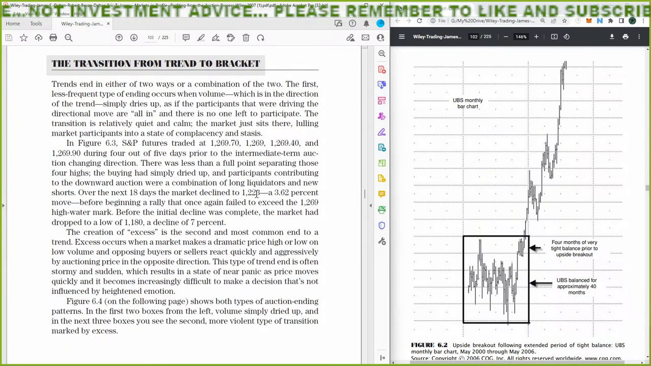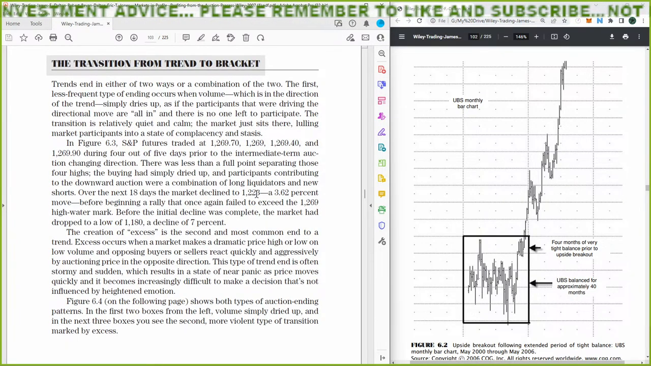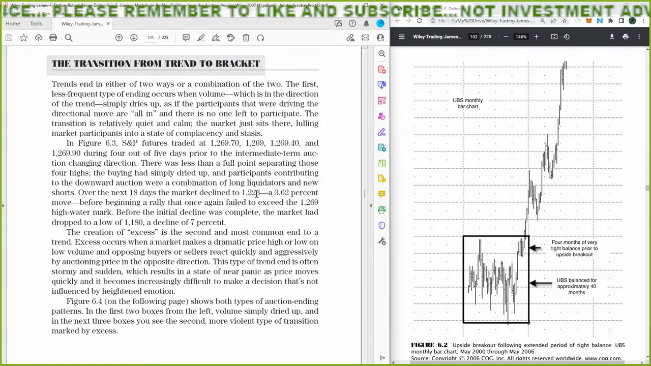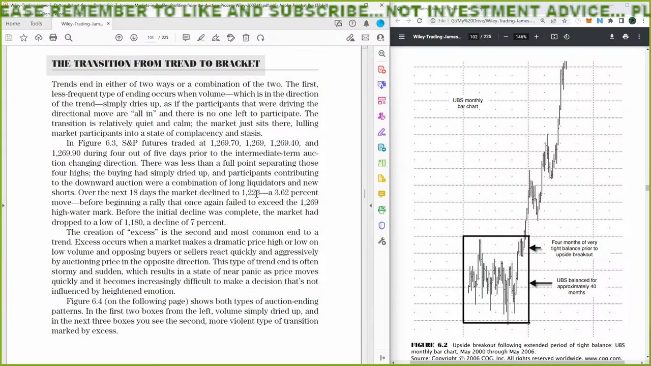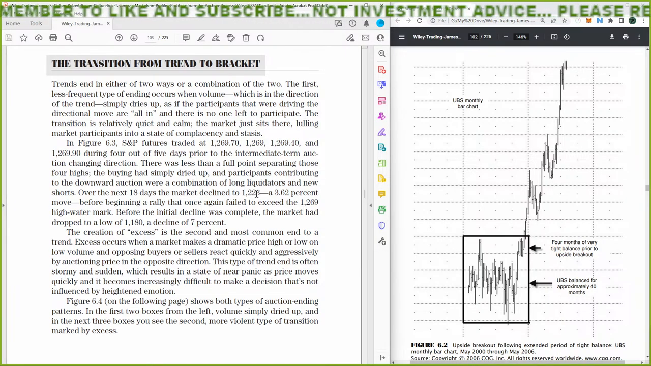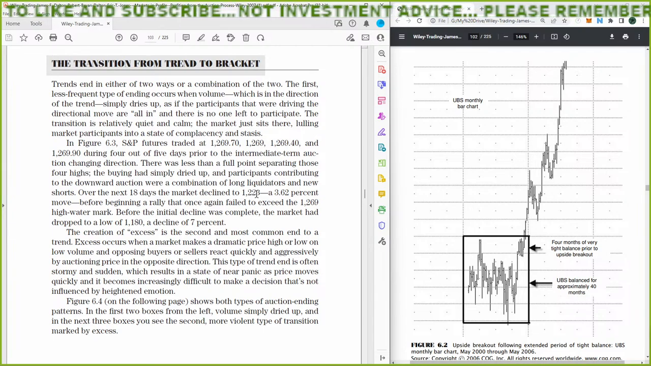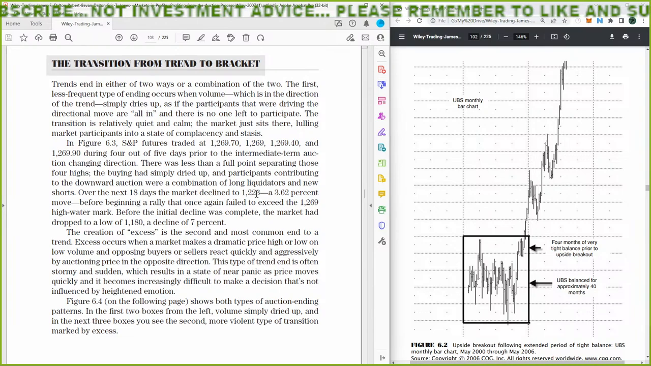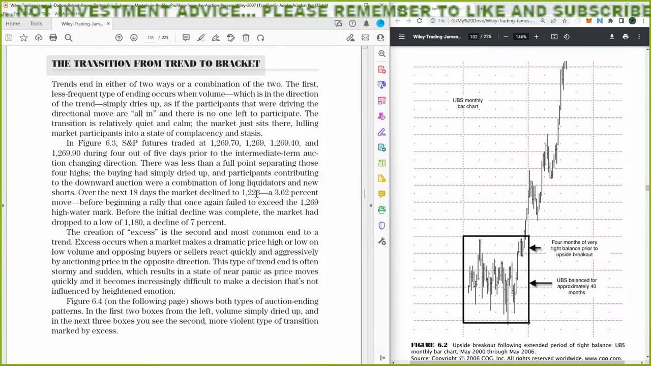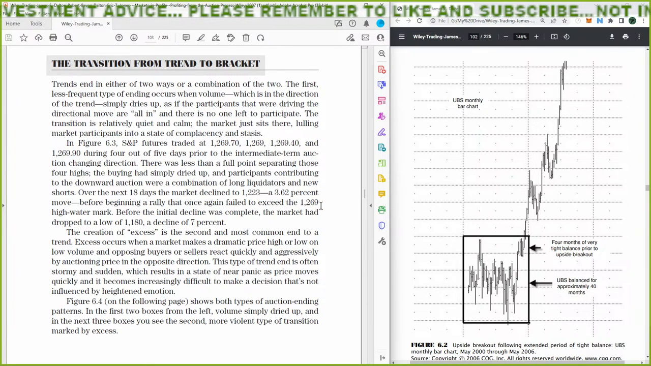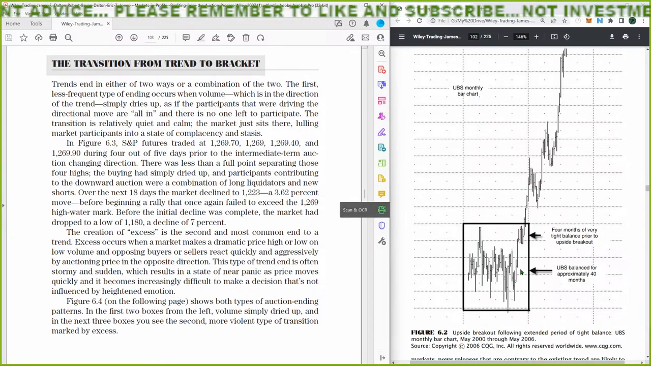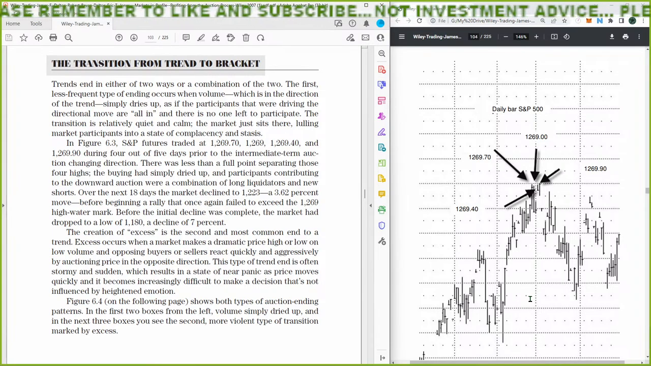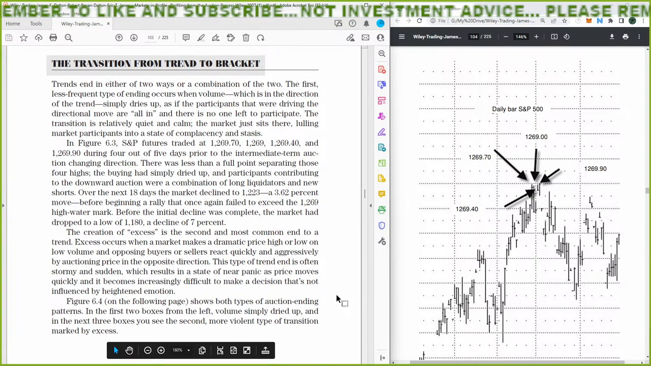The transition from trend to bracket. Trends end in either of two ways, or a culmination of the two. The first, less frequent type of ending occurs when volume in the direction of the trend simply dries up. As is, participants that are driving the directional move are all in and there is no one left to participate. The transition is relatively quiet and calm. The market just sits there, lulling market participants into a state of complacency and stasis.